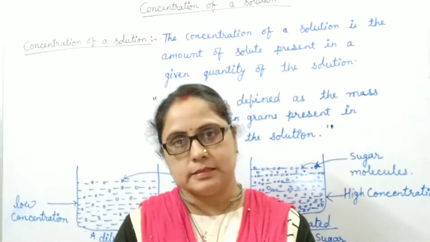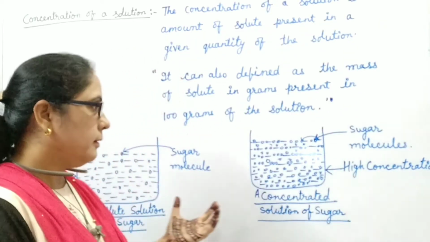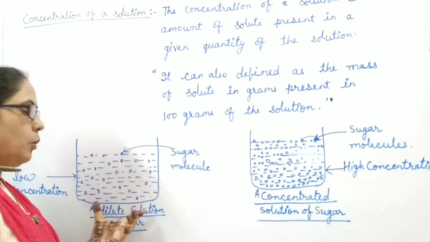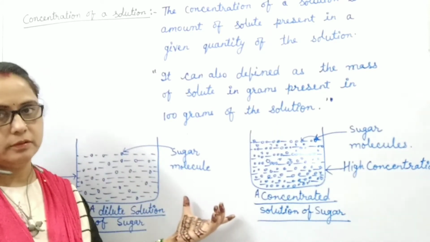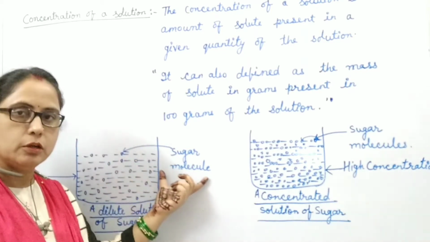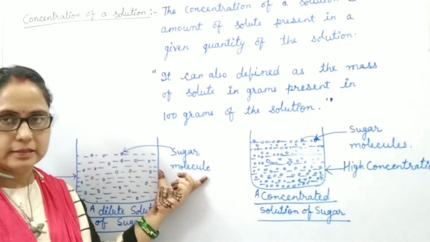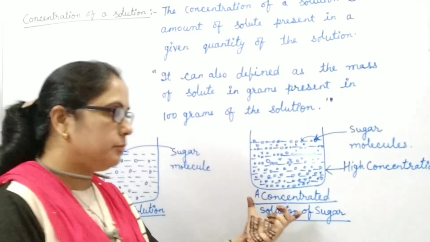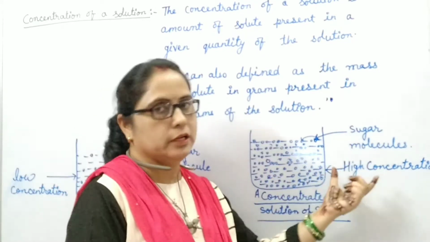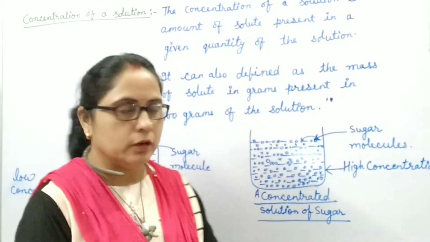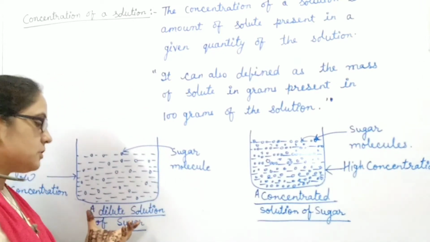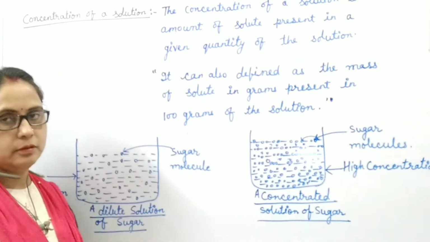To understand this, see here two beakers, both containing sugar solution. In the first beaker, the amount of sugar molecules is very less, while the second beaker contains a large amount of sugar molecules. Therefore, the solution present in the first beaker is called dilute solution.